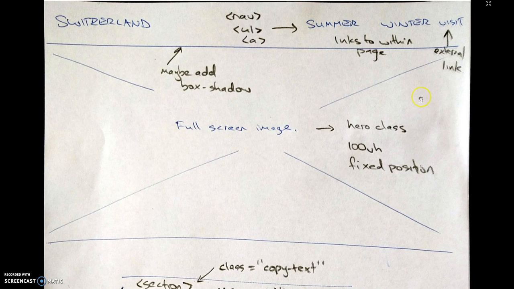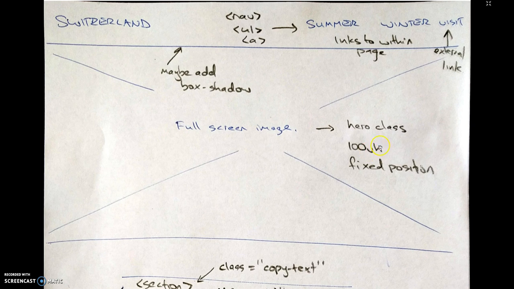Then I've got this cross section here. That's what we tend to use in our wireframe plans to represent an image, and I've said it's a full screen image. I'm going to call it a hero class. That's just a convention: the big bold image you see on your web page we tend to refer to as the hero image, and that's the name of the class that I'm going to give it.